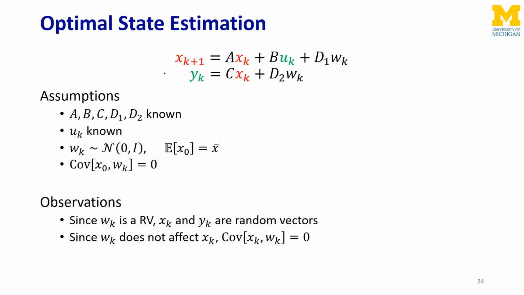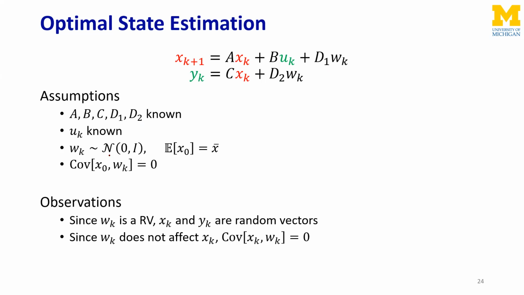Anyways, so we have the state equation and the output equation. We assume that we know all the system matrices: the dynamics matrix A, input matrix B, output matrix C, the process noise matrix, and the measurement noise matrix. They're all known. The input U is known. We are going to assume that the noise random vector WK is Gaussian.